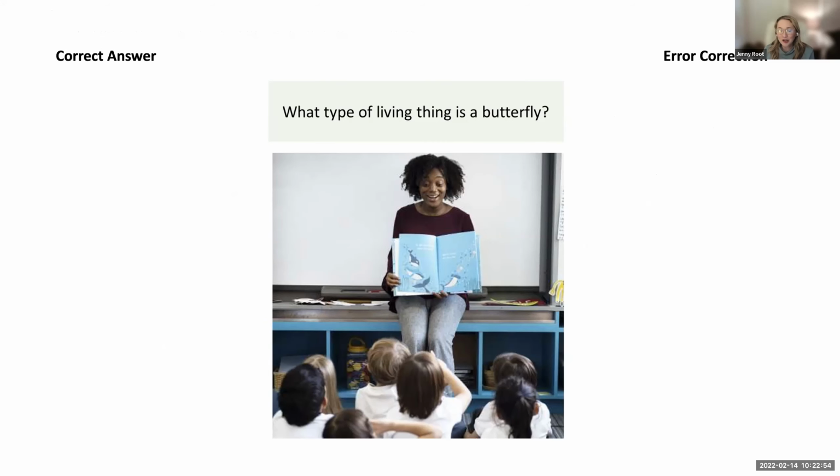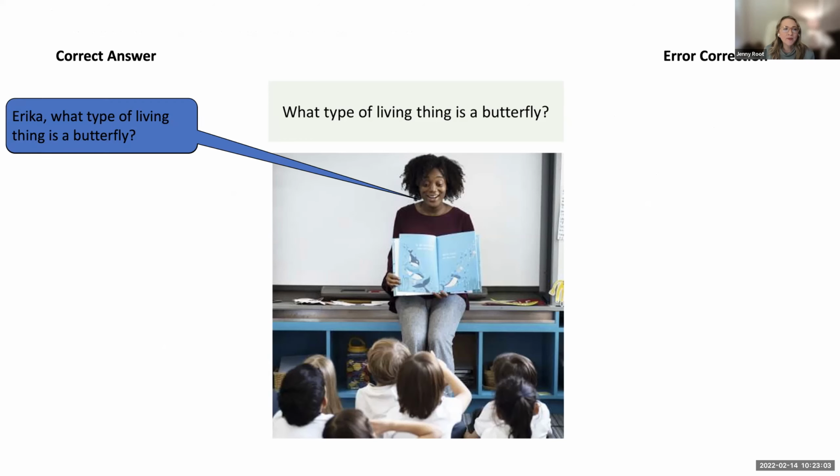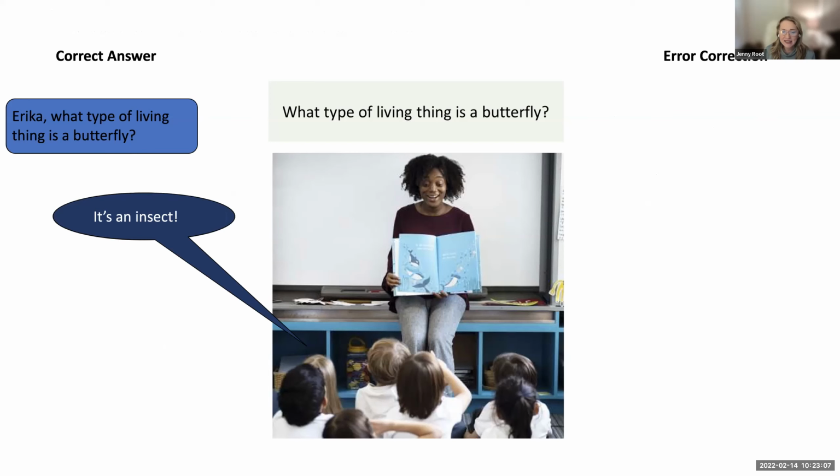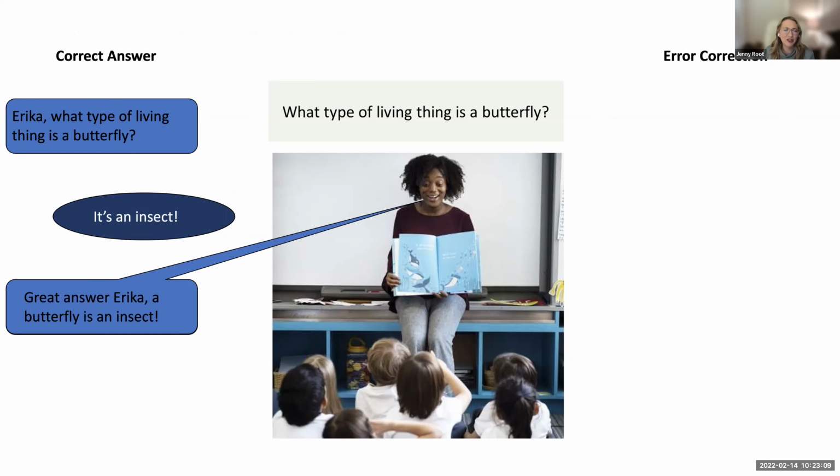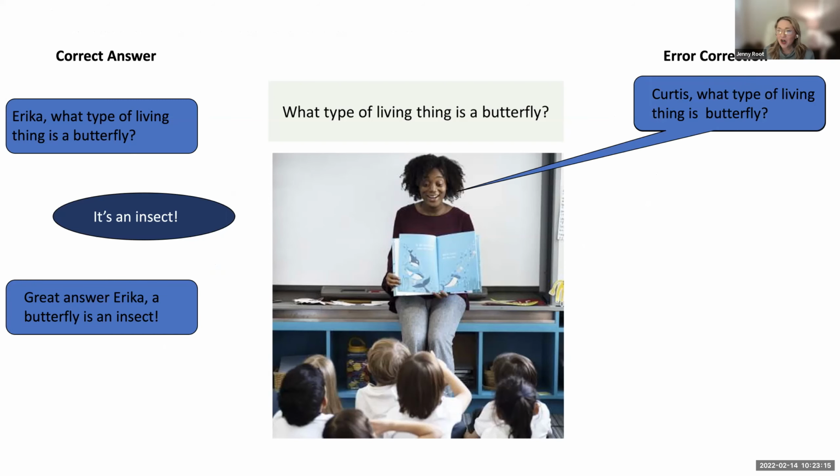So here's a great example. Let's say the teacher's reading the story about the butterfly and she says, what type of little living thing is a butterfly? Erica, what type of living thing is a butterfly? Erica says, it's an insect. Teacher says, great answer, Erica. A butterfly is an insect. Okay. Now, Curtis, what type of living thing is a butterfly?